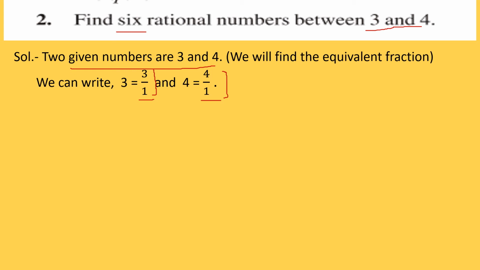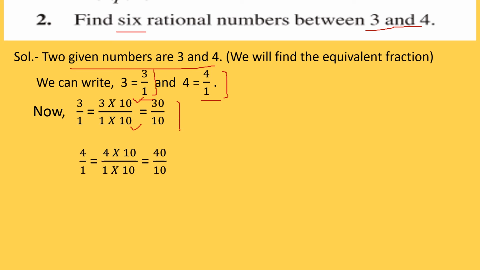Okay, so what we will do is find the equivalent fraction for this. And what do we do to find the equivalent fraction? We multiply the rational number by some number. What I prefer is to multiply by 10. It depends on how many rational numbers we have to find. Here we have to find 6 only. So I am multiplying by 10. I will multiply the numerator as well as the denominator by 10. So I am getting 30 upon 10.